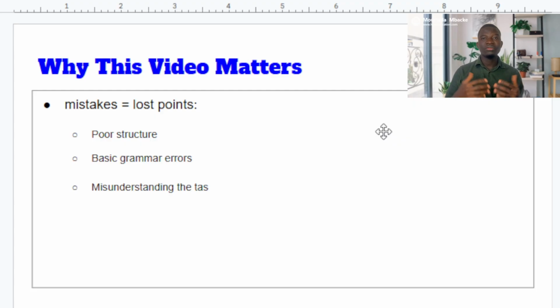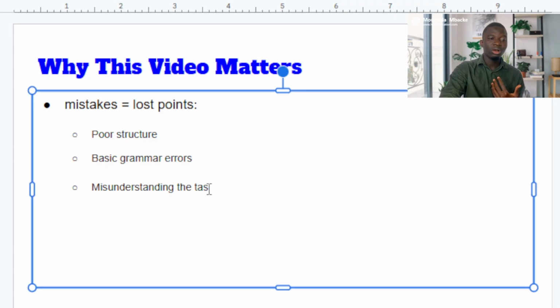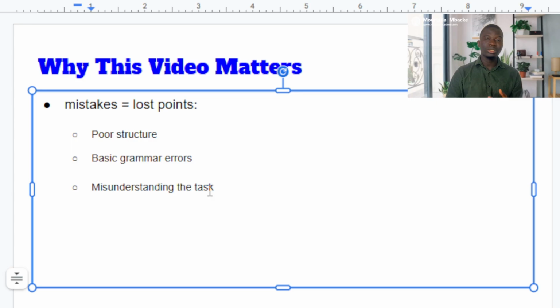All right. So some of the obvious mistakes are poor structure, grammar errors, and misunderstanding the task. These are the categories of the mistakes. The mistakes will fall into these three categories. Either it's a structure problem, or a basic grammar problem, or a misunderstanding of the task. So we'll go over seven mistakes in this video.